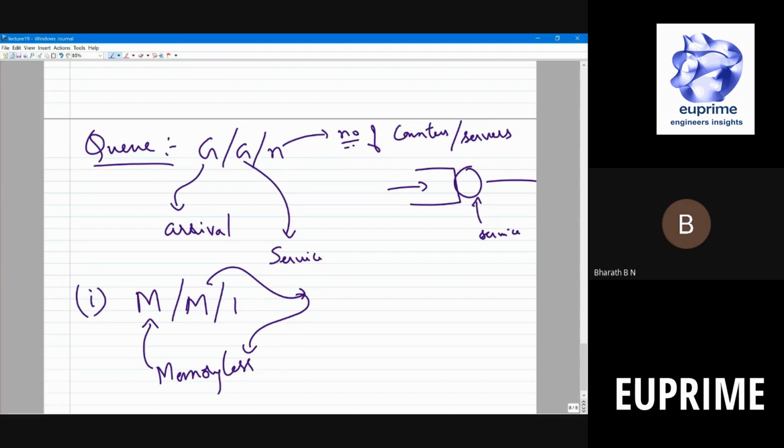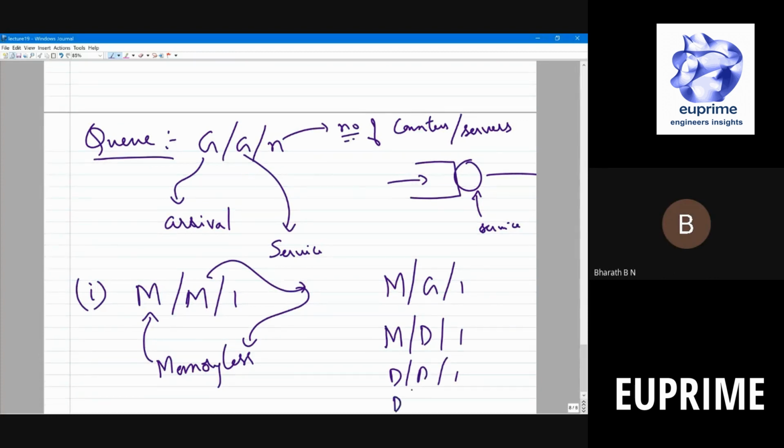If I say M/G/1, that means the arrival is memoryless, the departure is general, it could be anything, and there is one server. There is another way of writing this, M/D/1, D/D/1, D/M/1, and so on. D is deterministic. That means, for example, periodic, every 10 seconds people are arriving at the queue, and every 2 seconds he is serving a person. So that is deterministic. Is that fine?